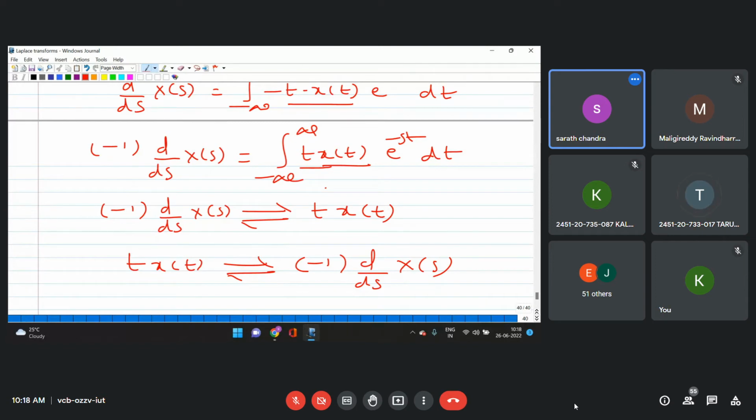Yes, sir. Just look at the screen, you'll understand this. If it is only x of t, this will be x of t here inside this. If the input is t into x of t, this will be t into x of t. Right now, I'm considering t into x of t as input. So this will be what? Inverse Laplace of this.